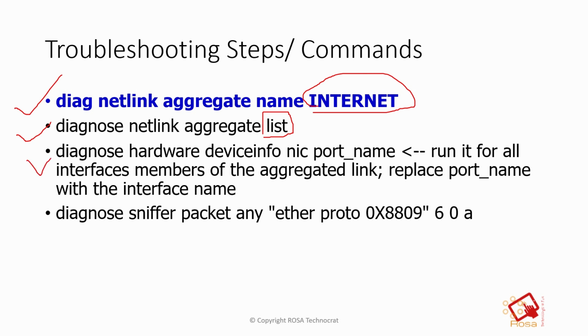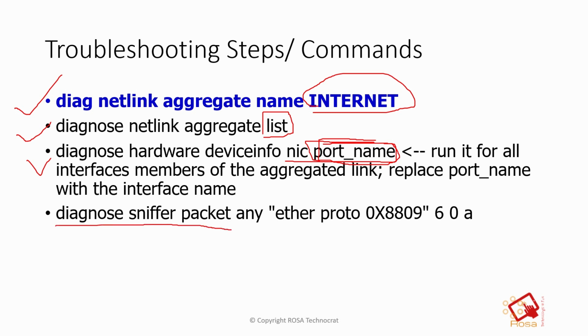Then we have diagnose hardware device info nic and then the port number. This is to check any issues with respect to an individual interface or the member interface. Using this command, you can know any CRC status, speed, and duplex. All this can be checked by using diagnose hardware device info nic port and then the port number.